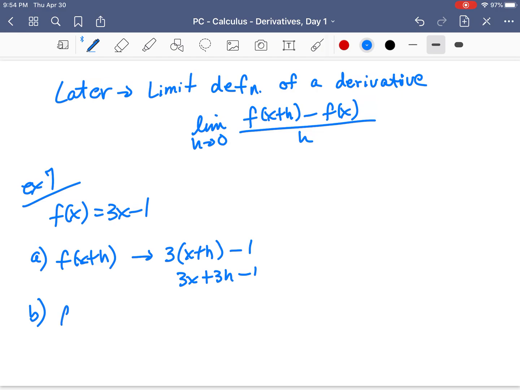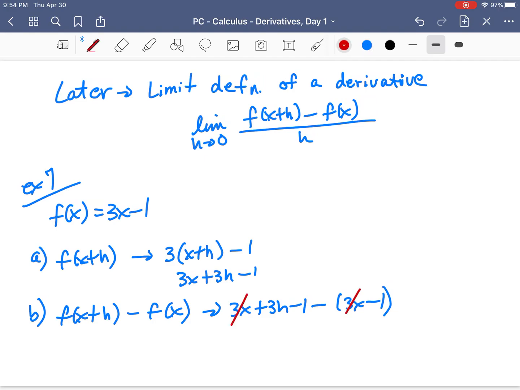That's it. Letter B, let's find f of x plus h minus f of x. Basically we have the answer we had before, 3x plus 3h minus 1 minus f of x. Well, f of x was 3x minus 1. So if I look at that, these 3x's are going to go away. Then I'm going to have 3h minus 1, and then 2 minuses make a plus 1. So those go away, so that would just be 3h.